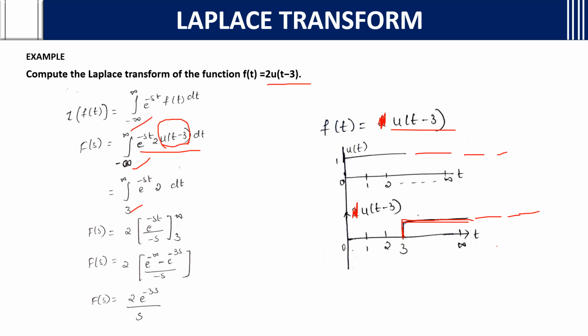So F of s is equal to 2 into this e power minus st, you will take the integral, e power minus st by minus s, from 3 to infinity. Then e power minus infinity, upper limit, minus e power lower limit, minus 3s. So you will get 2 into e power minus 3s by s. Okay, it is so simple.